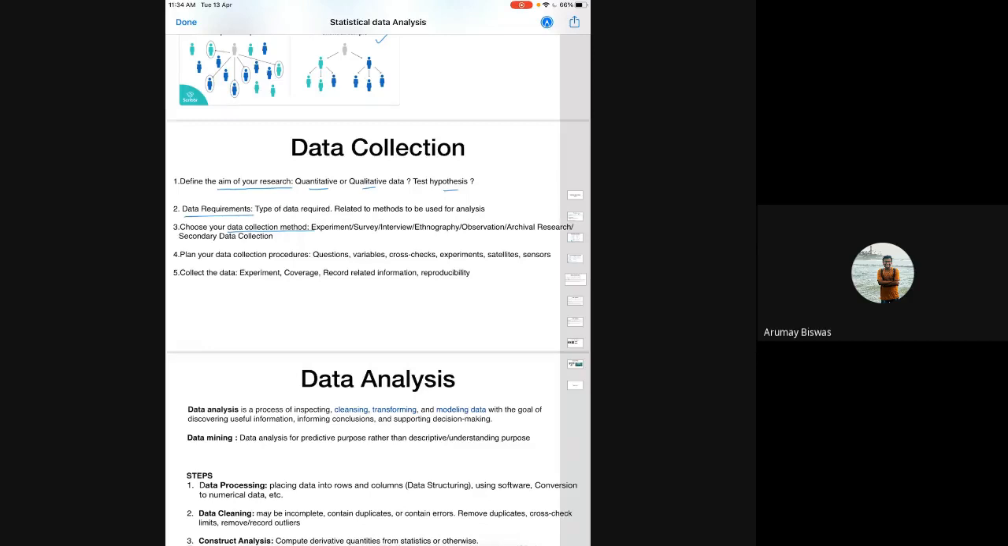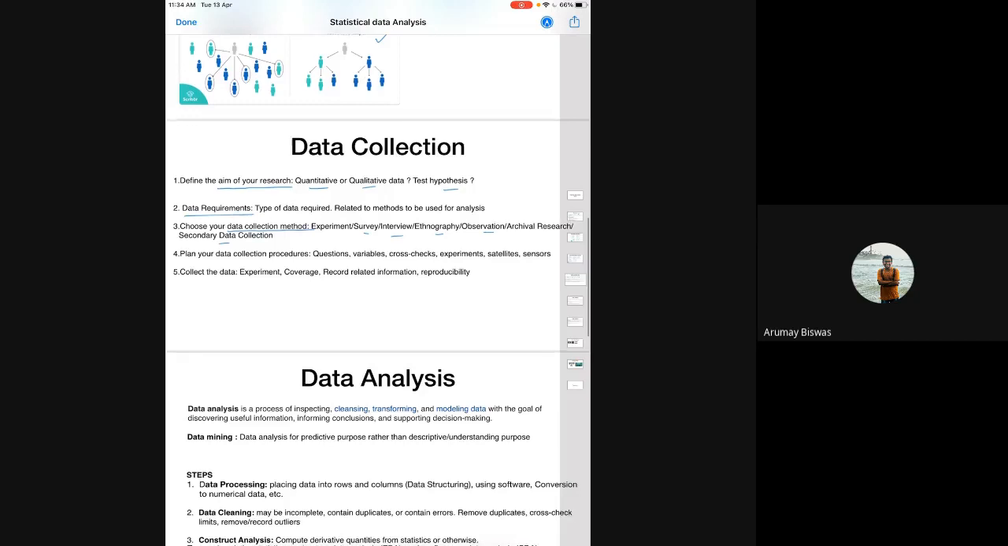But if it was humanities research, you can have a survey, an interview, an ethnography or observation, or archival research, which is just looking into data in libraries, or secondary data collection, taking data from other people and aggregating it and then doing your analysis. So there is a lot of subjectivity and what works best for you, etc.